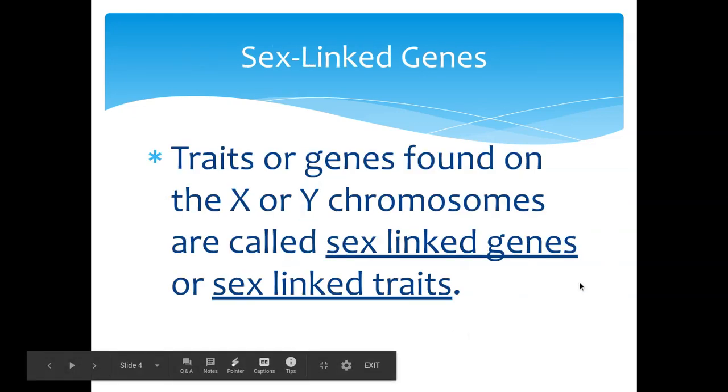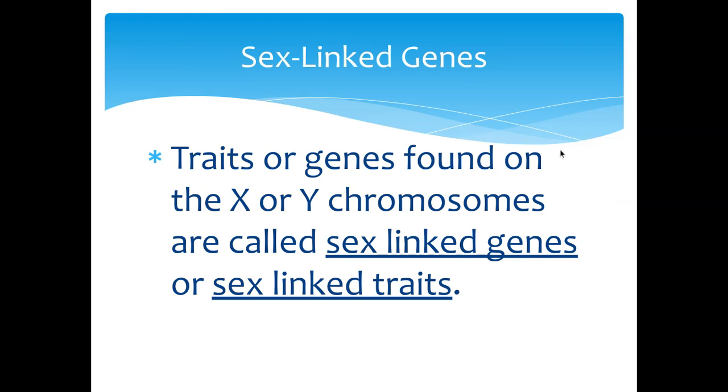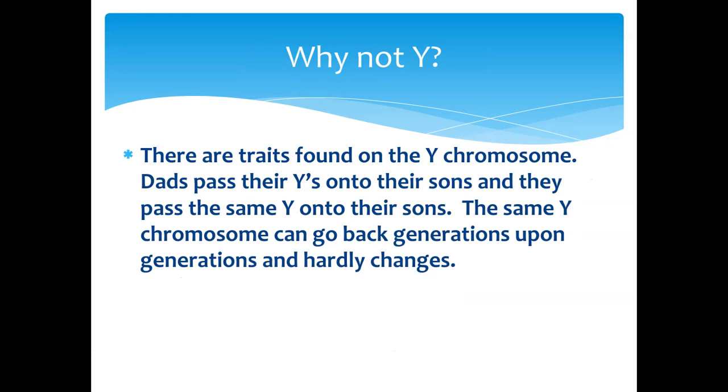Now, looking at these sex chromosomes, we can actually look at the traits that are carried or found on them. So any trait or any gene that's found on an X or a Y chromosome is called a sex-linked gene or a sex-linked trait. So we're going to do some Punnett squares today where we look at some of these sex-linked traits. Now, we could look at the X or the Y, and we're not going to spend a lot of time looking at the Y chromosome.